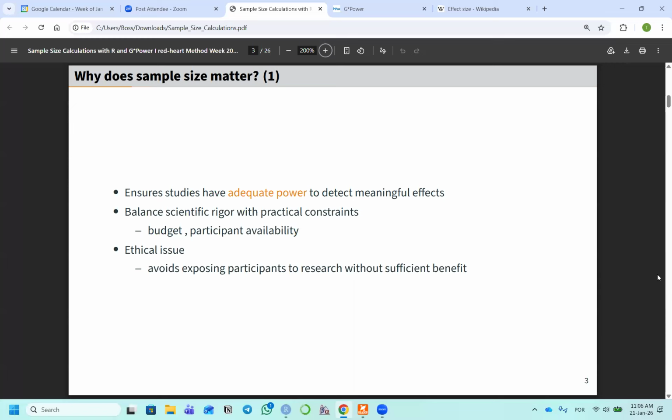So we have to stick to the scientific principles and calculate the sample size and power in advance. And again, we can think of it in terms of the ethical dimension as well. It can avoid exposing participants to research without sufficient benefit. If we are able to detect an effect using 100 patients, for instance, why are we recruiting a million or maybe 2,000 patients? So we have to consider the ethical dimension of conducting our study as well.